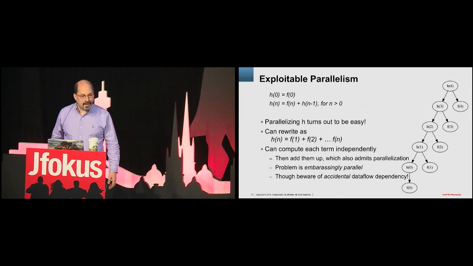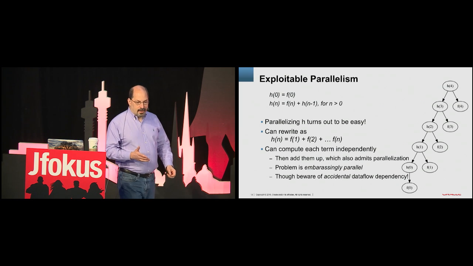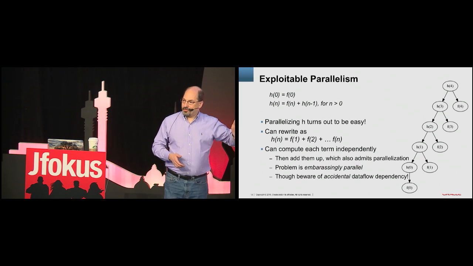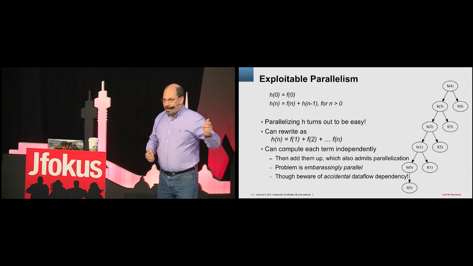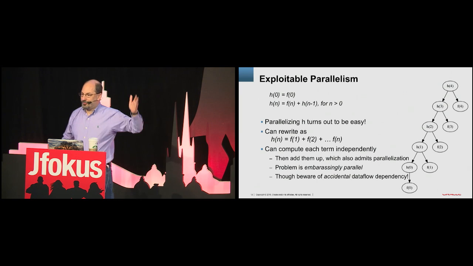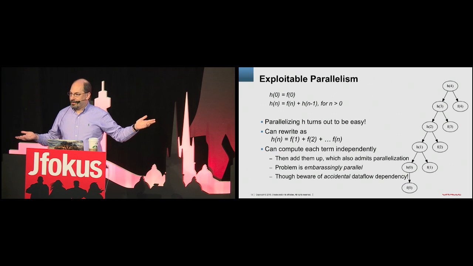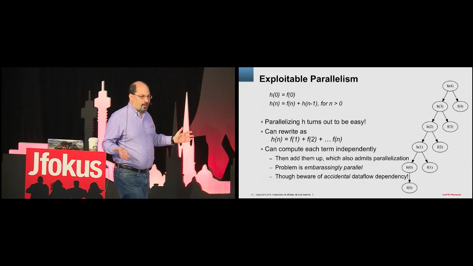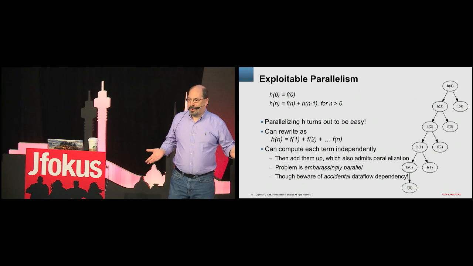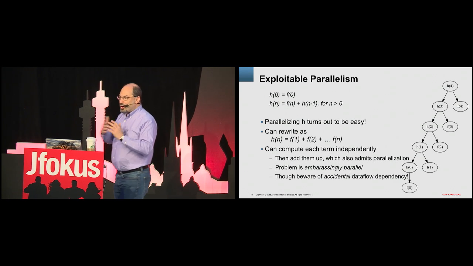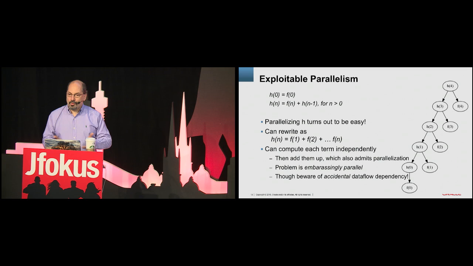And the way I can rewrite it is saying h of n is really f of 1 plus f of 2 plus f of 3 plus f of 4, et cetera. And I can compute f of 1 and f of 2 and f of 3 independently. Those are completely parallelizable. In fact, we call this embarrassingly parallel. That's when a problem is so amenable to parallelization that there's almost no coordination overhead. We call it embarrassingly parallel.